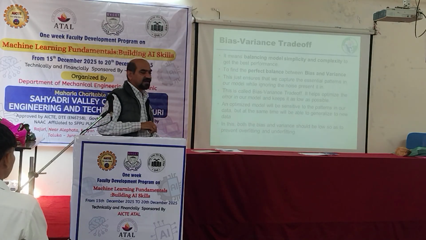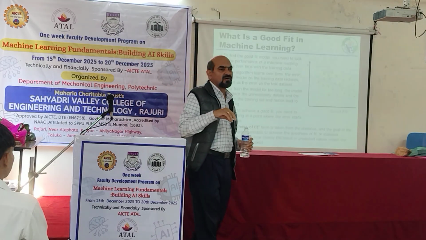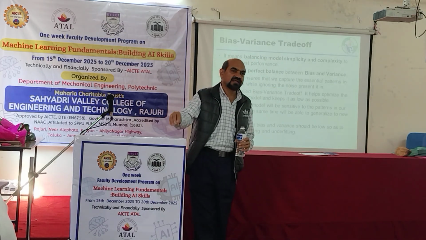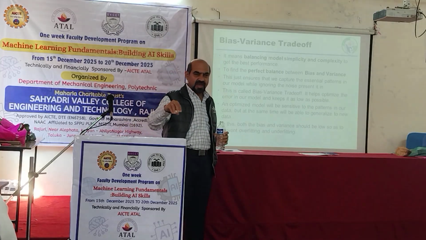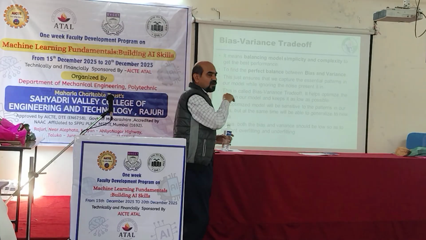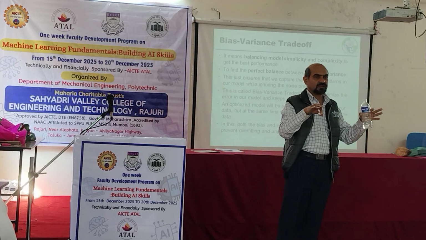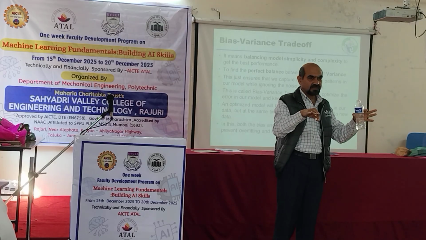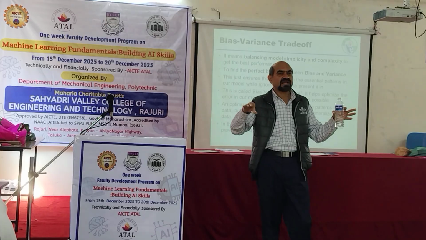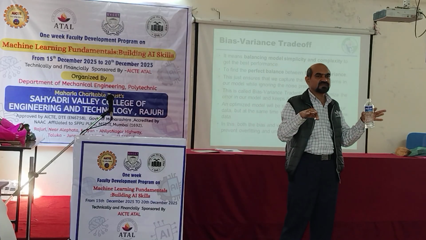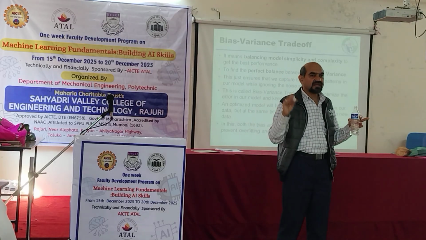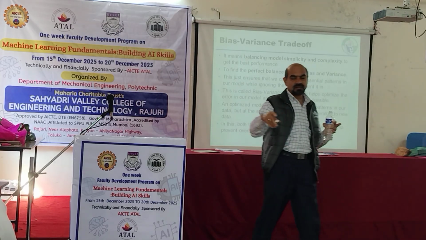Then what is the bias and variance trade-off? Bias is high, the model is underfitting. Variance is high, the model is overfitting. So what is the trade-off? We can make a balance. We need balance in both: variance should not be high and bias should not be high. Both should be moderate, which means proper feature selection and a proper data set should be used. Then I get the best fit model. Next slide.